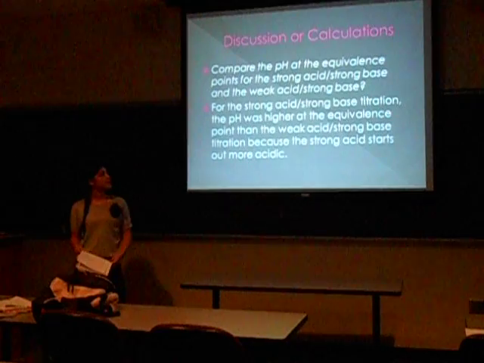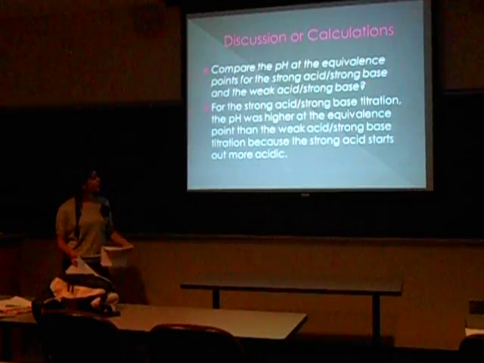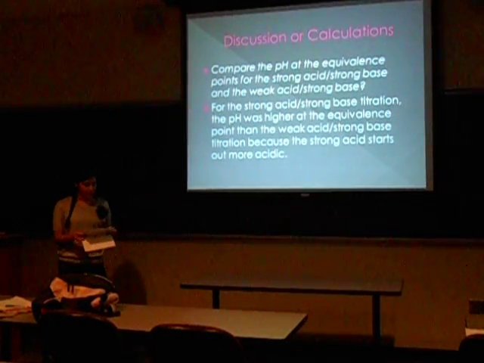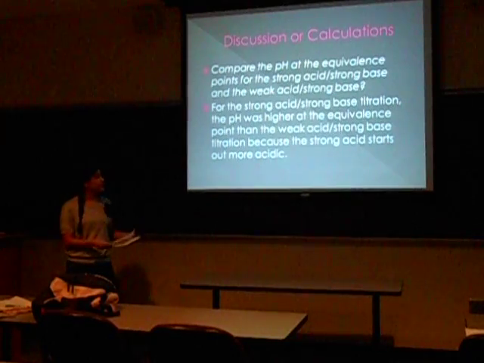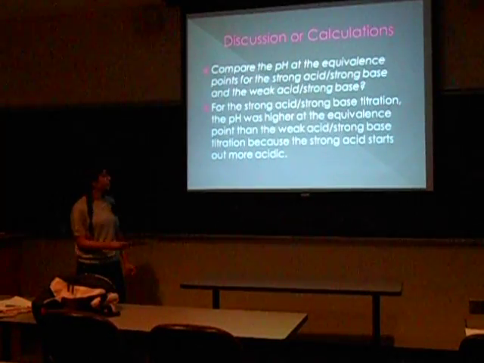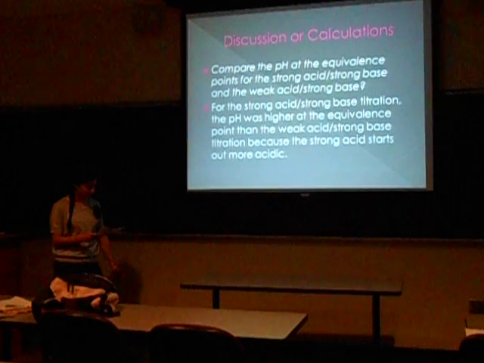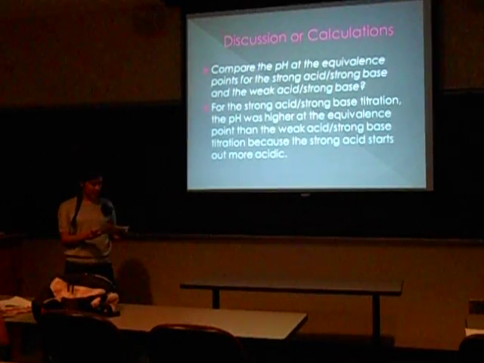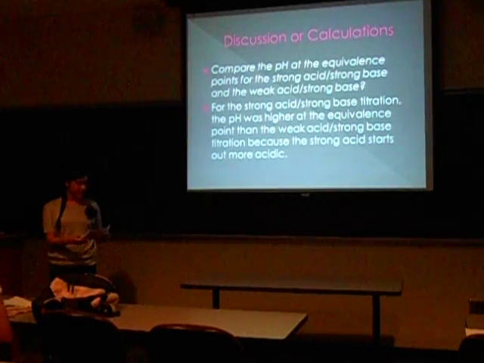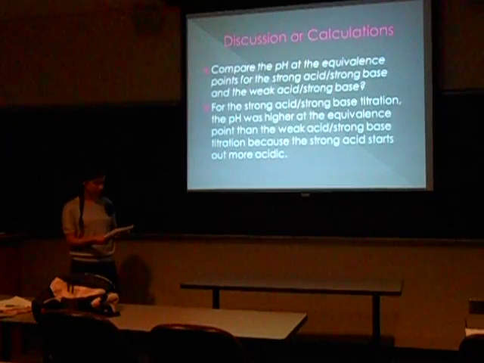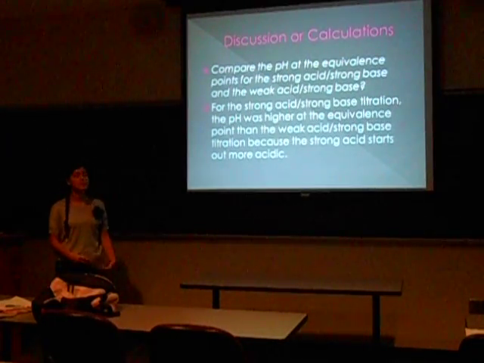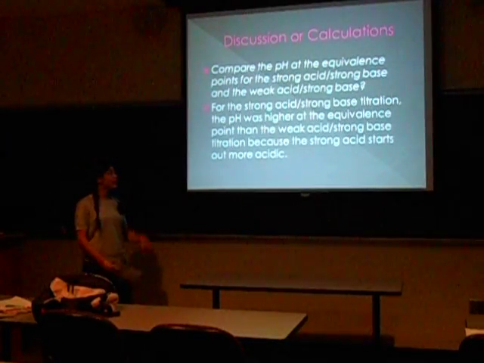We had to compare the pH at the equivalence point for the strong acid and strong base, and the weak acid and strong base. For the strong acid, it was around 6.7, and for the weak acid, it was around 7.9 for the pH. And these aren't the same, and this is because the strong acid is harder to overcome, so it takes more of the basic solution to get rid of it.